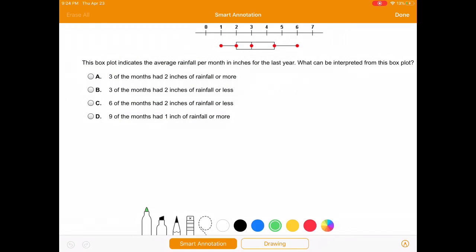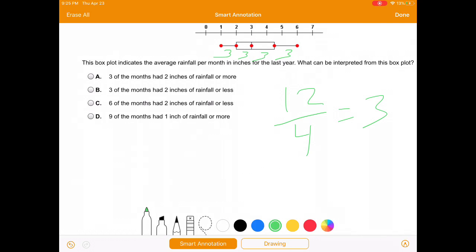The next question looks at a box and whisker, which shows the average rainfall per month in inches for the last year. As we mentioned, a box and whisker plot splits things up into quartiles or fourths. We have 12 months in a year, so each quartile represents 3 months. There are 3 months here, 3 months here, 3 months here, and 3 months here. That's extremely important to recognize while we're answering this question.